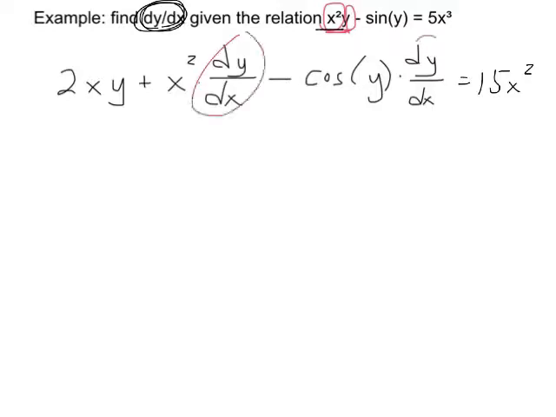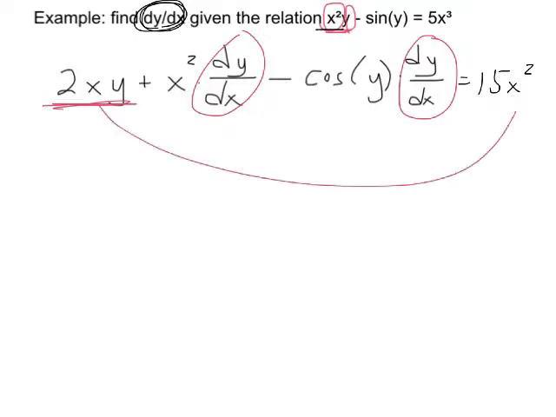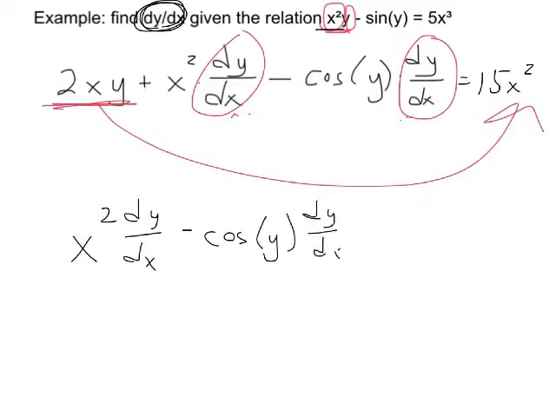When there are two of them, what we need to do is factor them out. But I can only factor them out if all of my terms have that. This term doesn't have a dy/dx in it, so I'm going to move that term over, and that will allow me to factor the dy/dx out of both of these. So I have x squared dy/dx minus cosine y dy/dx equals 15x squared minus 2xy.